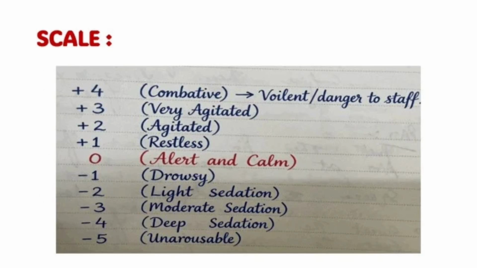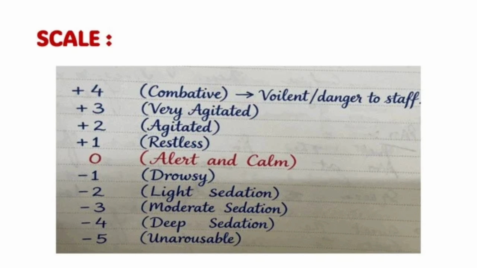Here you can see the scale. 0 means alert and calm, +1 restless, +2 agitated, +3 very agitated, and +4 combative. Combative means violent or danger to staff. And -1 is drowsy, -2 light sedation, -3 moderate sedation, -4 deep sedation, and -5 is unarousable. That means the patient is unconscious. Okay, so this is the scale.